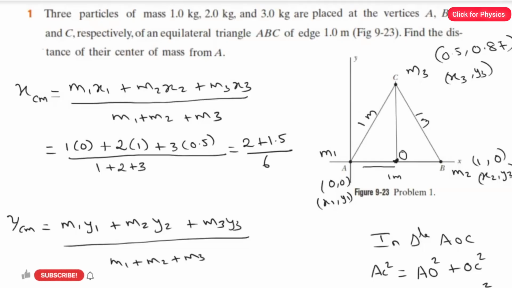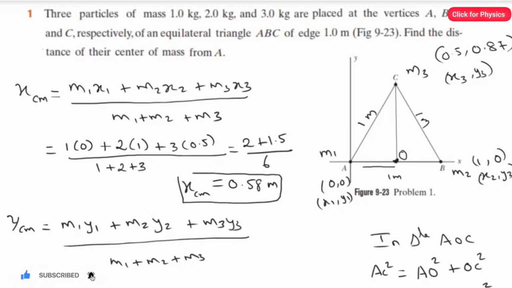Right? So now we have to find the answer for the x center of mass, which is 2 plus 1.5 divided by 6. I got the answer here as 0.58. So the answer for x center of mass is 0.58 meter.